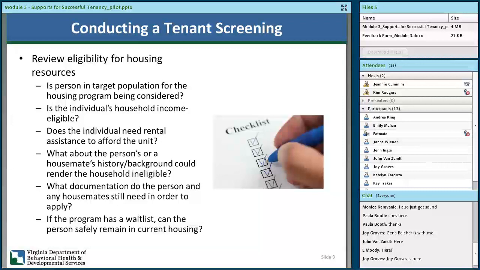Does the individual need rental assistance to afford the unit? What about the person's or a housemate's history or background could render him or her ineligible? For example, credit issues, criminal record, or eviction history. What documentation do the person and any housemate still need in order to apply for this resource? And if the program has a wait list, can the person safely remain in current housing until his or her name reaches the top of the list?